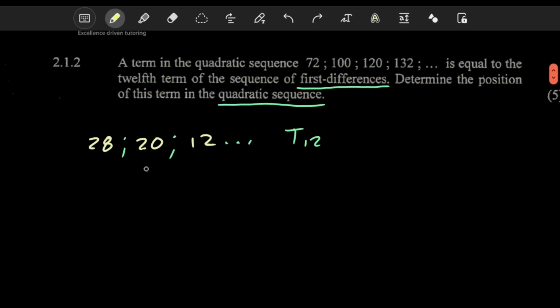So here, term number 12, we need to firstly keep in mind that this is just an arithmetic sequence. You see, it's an arithmetic sequence where the common difference is just negative 8.